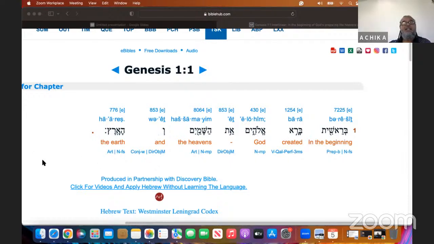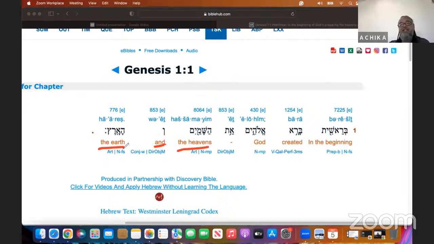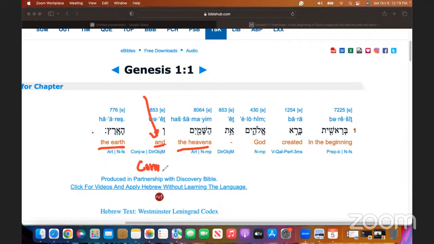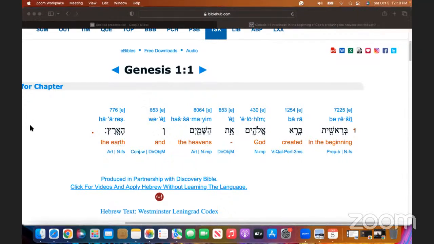So what is being connected? So "and" is the connection. So what is the Most High connecting? What's being connected? The heavens and the earth, and that's a connection. So the Most High is connecting what? The heavens and the earth. And how, okay, so the question is how is the heavens and earth connected? They're using the Wa.